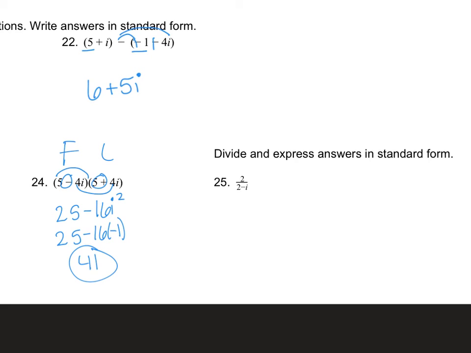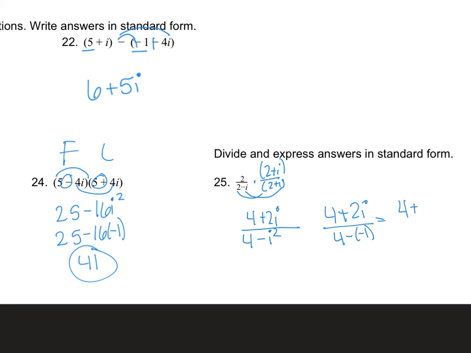And for this one, we're going to multiply by the conjugate, which is 2 plus i. What we do to the bottom, we have to do to the top. Now these are just the F and the L on the bottom because they're opposites. So 4 minus i squared. On the top, I get 4 plus 2i. So that 4 plus 2i is going to stay. This becomes -1. So we get 4 plus 2i over 5.